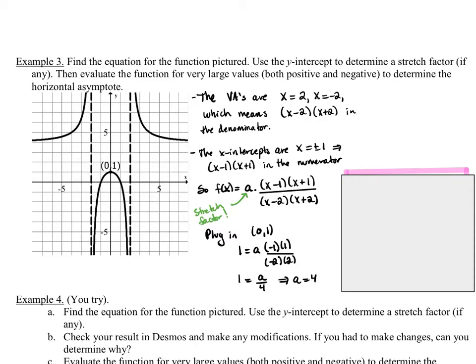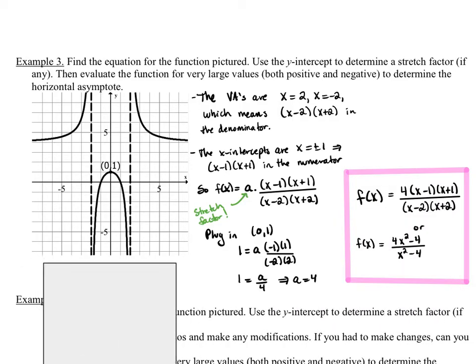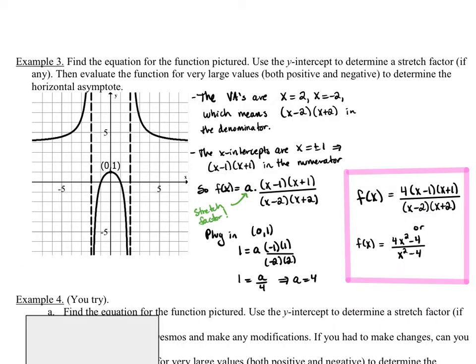Of course, plugging 0 in for x just makes this -1 times 1, which is -1. And then -2 times 2, which is -4. So I have -1 over -4, which is 1/4. And that means that your A is 4. So our conclusion then is that our function is 4 times (x minus 1)(x plus 1) over (x minus 2)(x plus 2). Or you could simplify and multiply out those differences of squares.